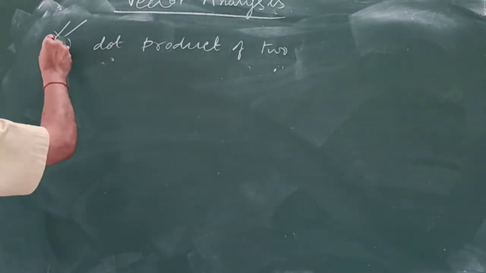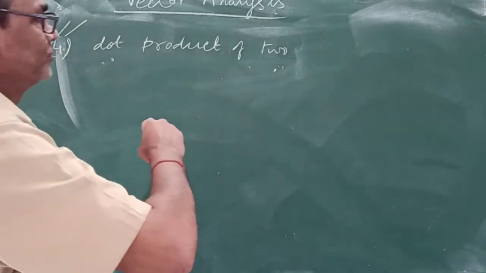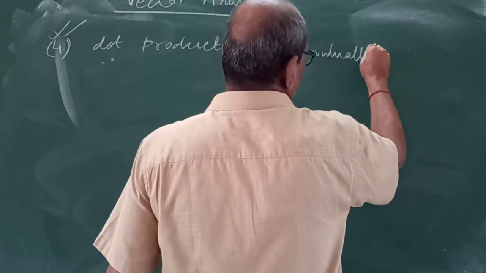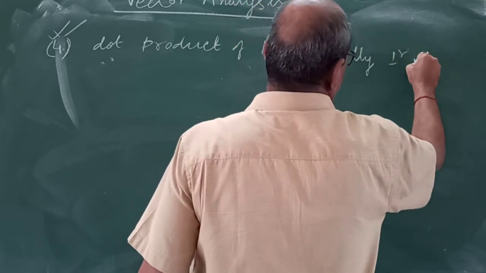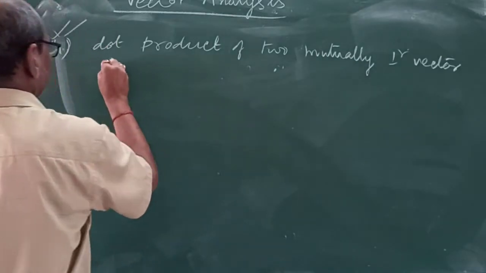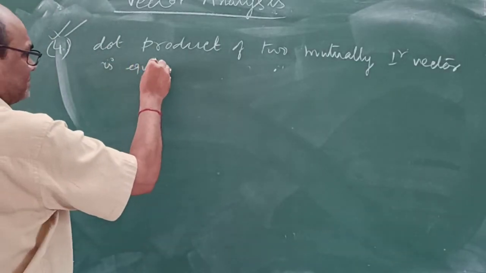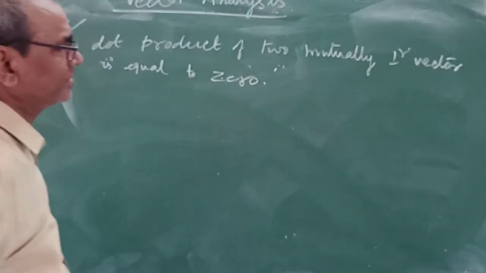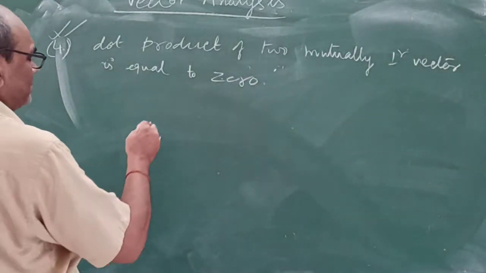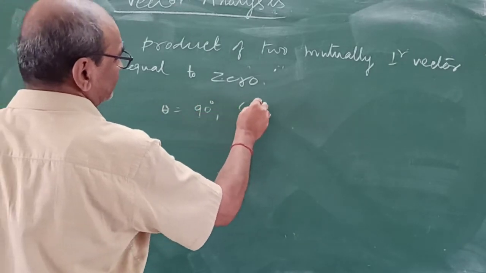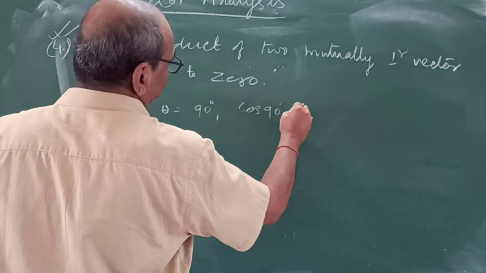Fourth point. Dot product of two mutually perpendicular vectors is equal to 0. Because two vectors are at right angles to each other, theta is equal to 90. Cos 90 is equal to 0.